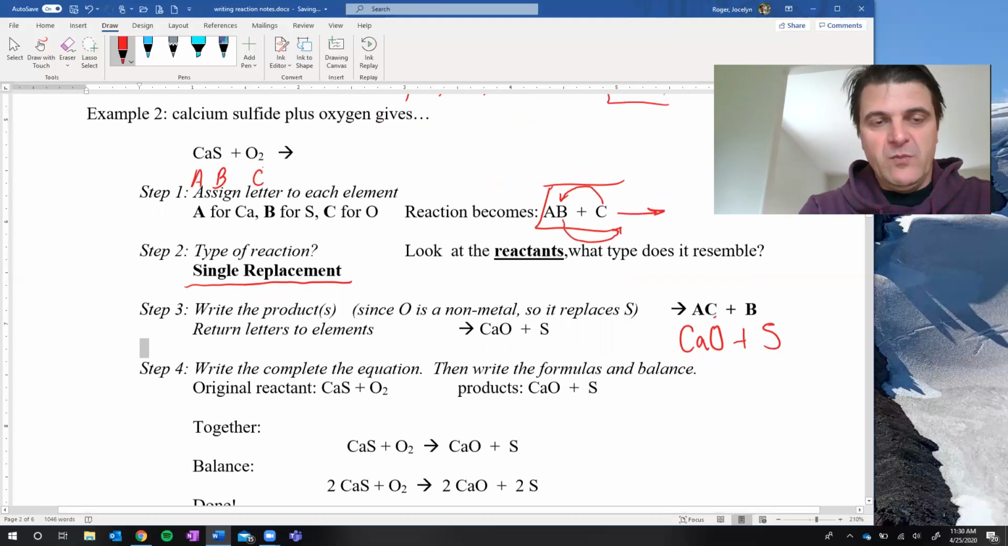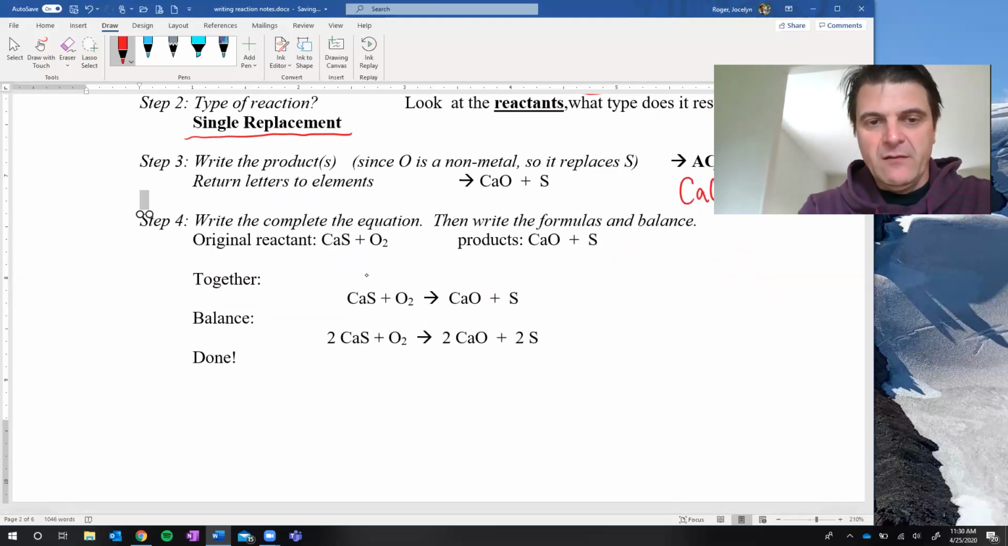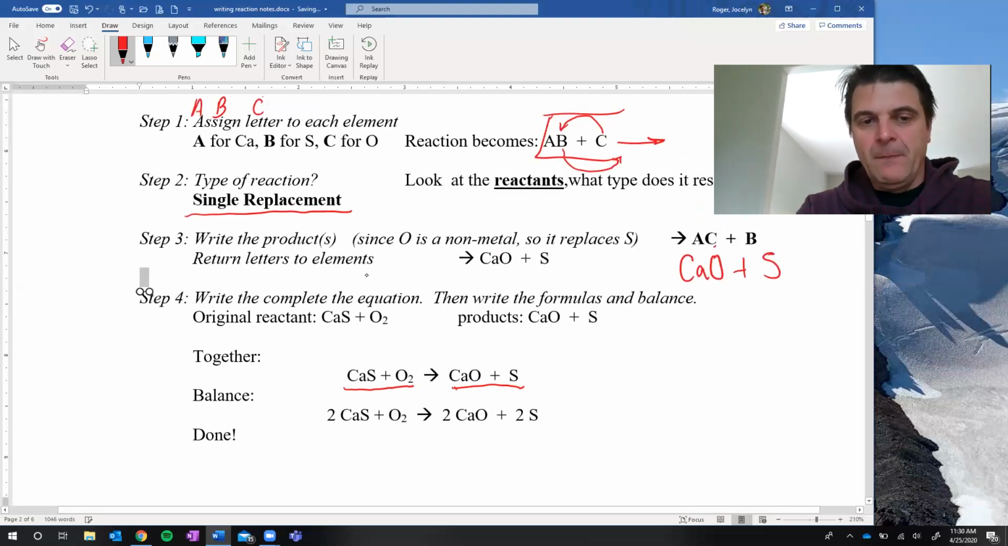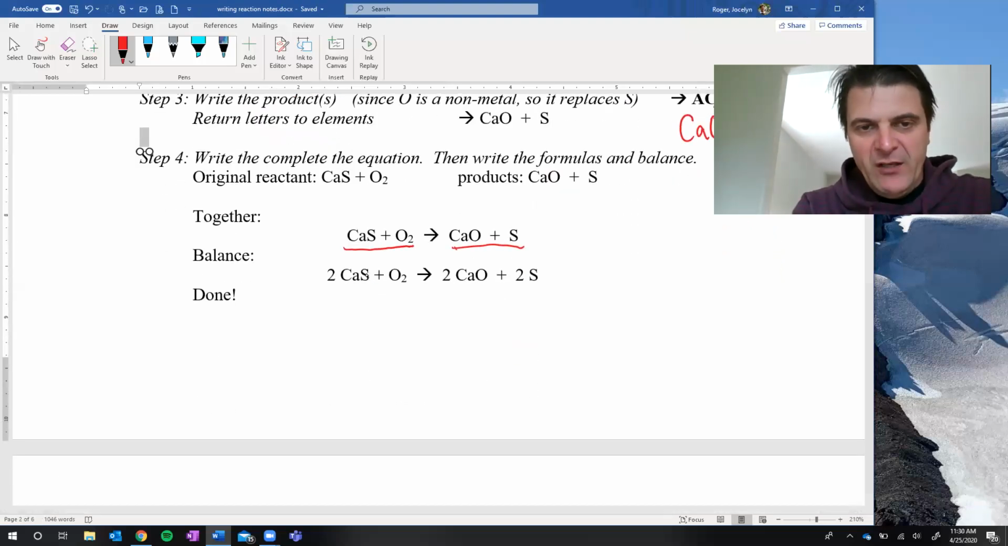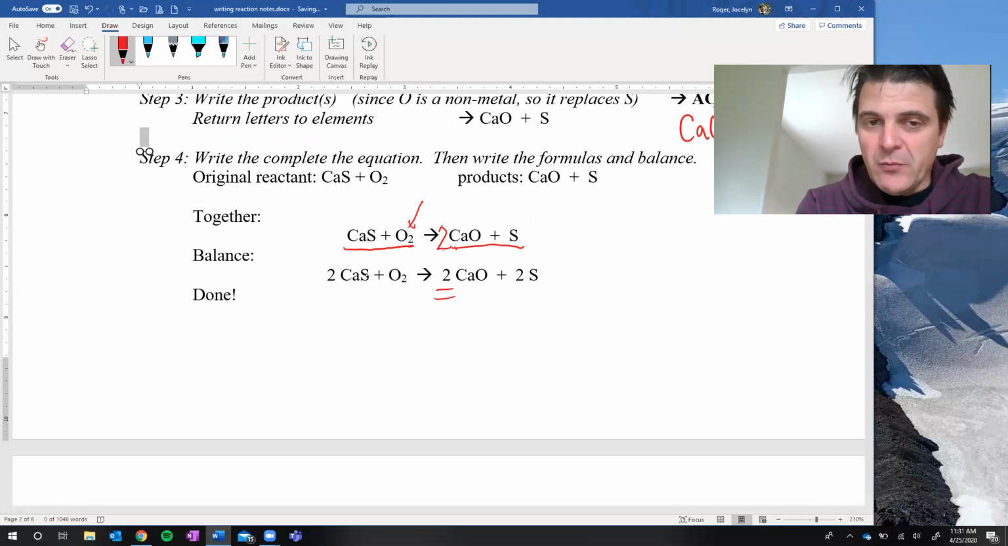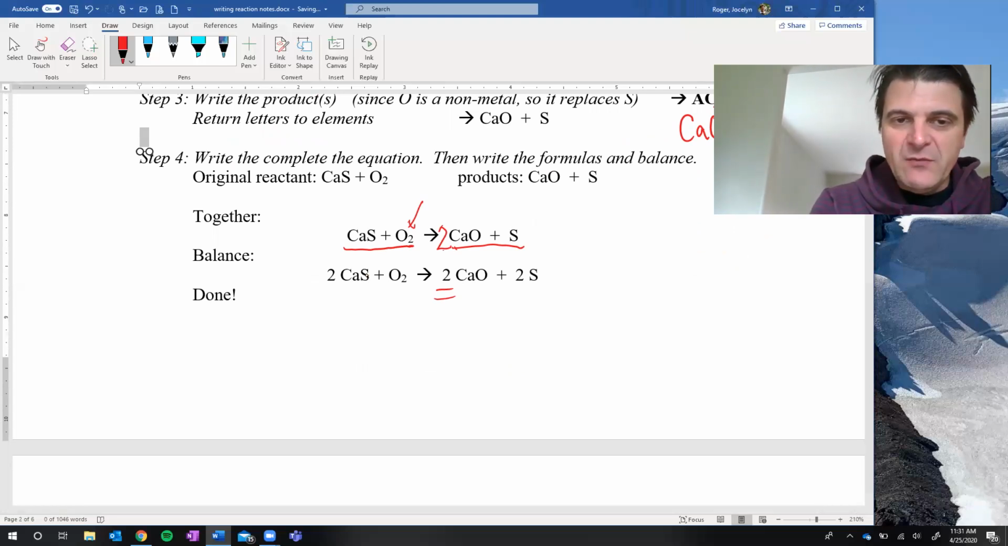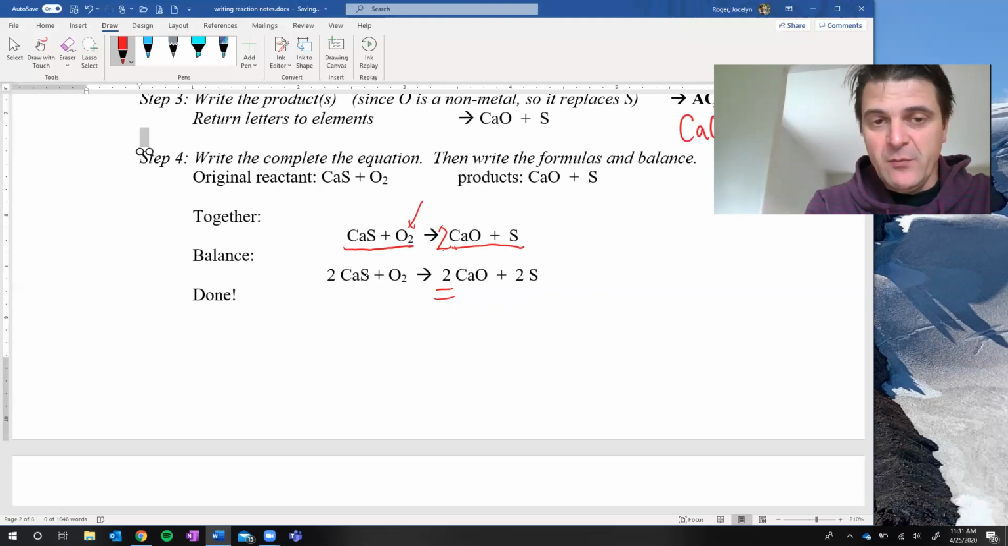So take your reactants from the beginning, and now we have the products, CaO plus S. And the very last step is to balance the equation. So when we balance this equation, in the reactants, we have 2 oxygen right here. So that means that in the product, we need a 2 as well. So we write a 2 in front of the CaO. But by doing that, you get 2 calcium also. So then we're going to have to go back to the beginning at the reactants where we only have one calcium, right? We're going to put a 2 in front of the calcium sulfide.